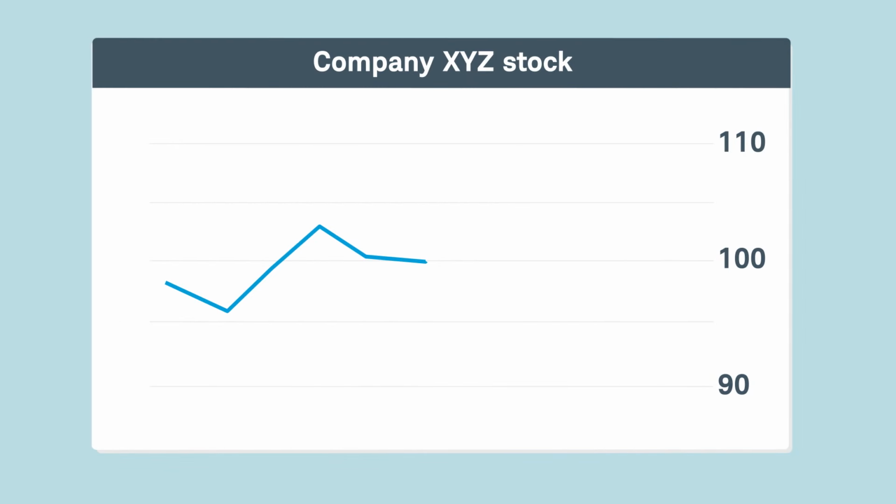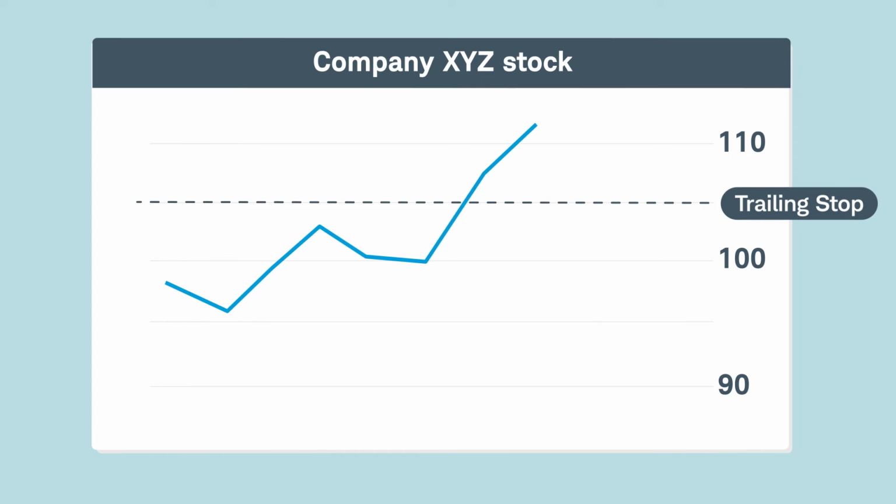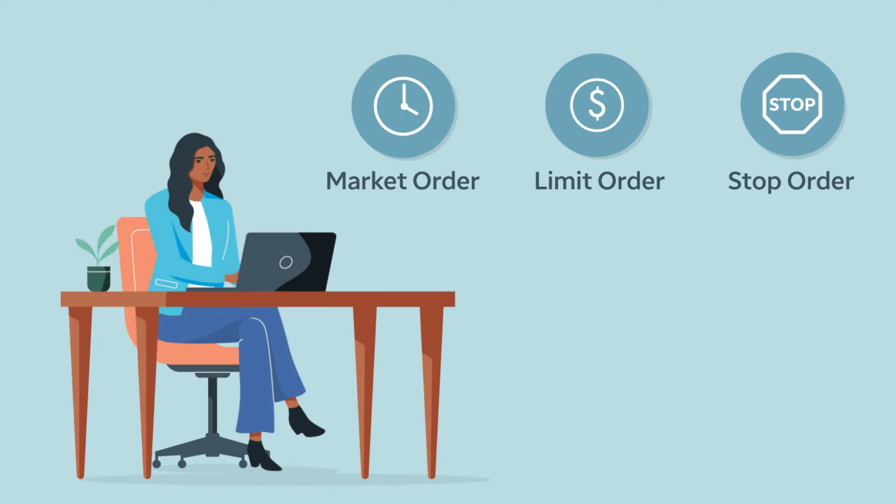So, let's say you own a stock trading at $100 and place a trailing stop order $5 below the current price. If the stock price increases to $110, the stop price would rise from $95 to $105, staying $5 below the market price. But if the stock were to start slipping, the trailing price would stay at $105, minimizing your potential loss on the position. Each order type has its advantages and disadvantages. Investors should plan ahead and decide which type of order is right for each scenario.